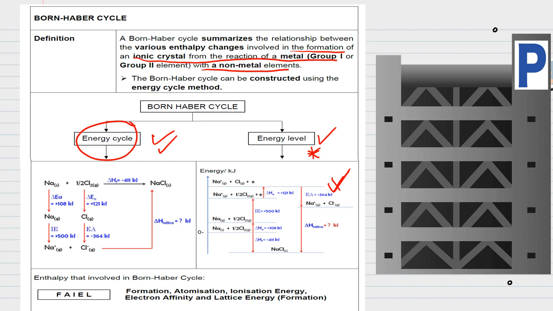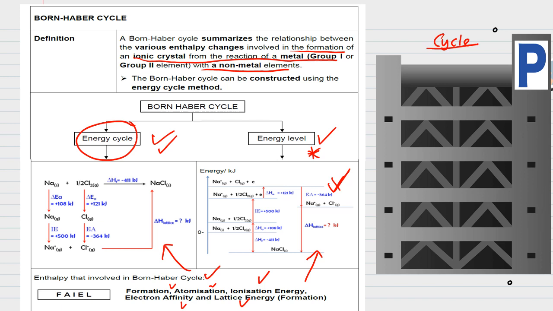So enthalpy that involved in the Born-Haber cycle for this one adalah formation, atomization, IE, electron affinity dan juga lattice energy. Sama juga sebenarnya dengan energy level, tetap melibatkan formation, atomization, IE, EA dan juga lattice. Cuma nanti kita akan tengok arrangement dia a bit different lah. So kalau you nampak untuk ini I cerita tentang cycle lah ya.